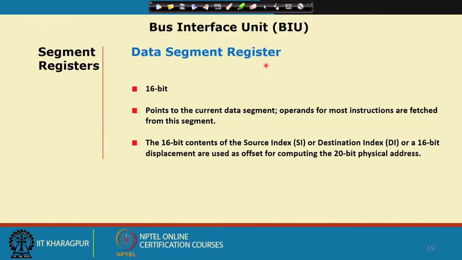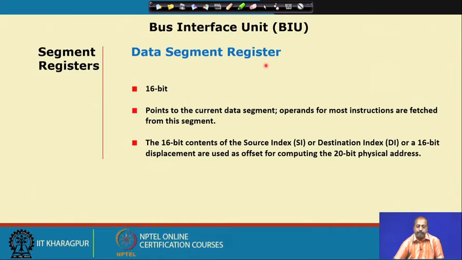The next segment register that we have is the data segment register, also called DS. This DS register is a 16-bit register and it points to the current data segment. Just like CS points to the code segment, DS points to the data segment, and operands for most instructions are fetched from this segment.